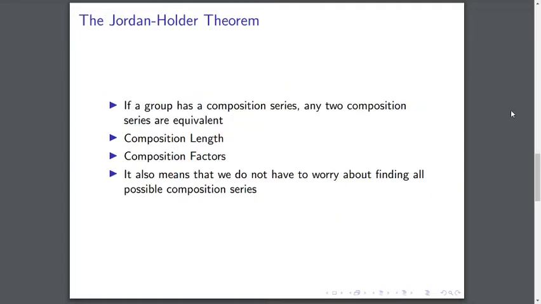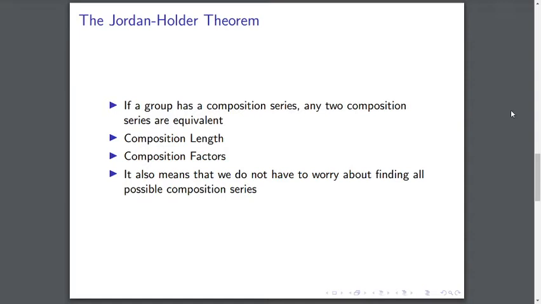Now, onto the meat of this and the important bit, we want to talk about the Jordan-Hölder theorem. This theorem states that if a group has a composition series, any two composition series are equivalent. Going back to my dihedral 4 group example, this means that our E normal to C2, normal to C4, normal to D4 is equivalent to our E normal to C2, normal to C4, normal to D4.